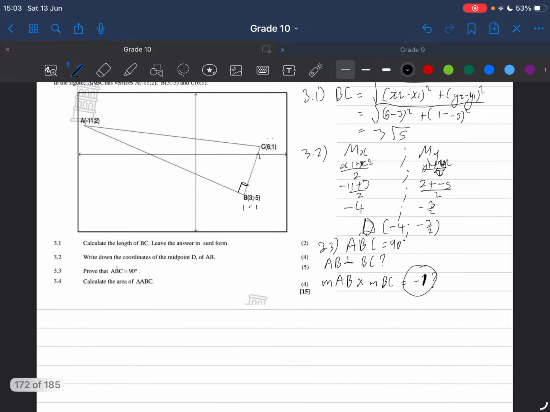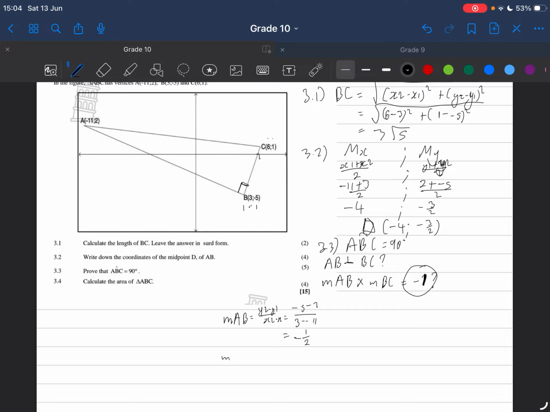We're going to start by getting the gradient of AB. That's equal to y2 minus y1 over x2 minus x1. Minus 5 minus 2 over 3 minus 11. So that's going to be minus 7 over 3 plus 11, which is going to give you negative 1 over 2.